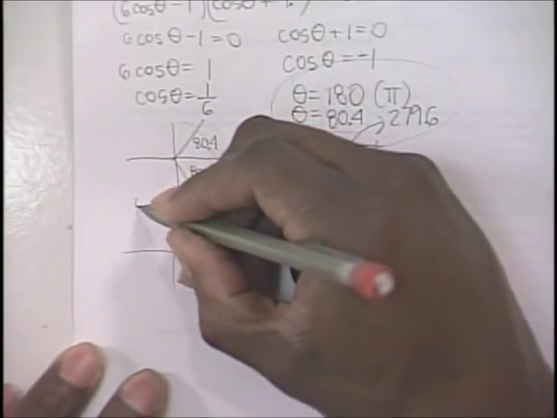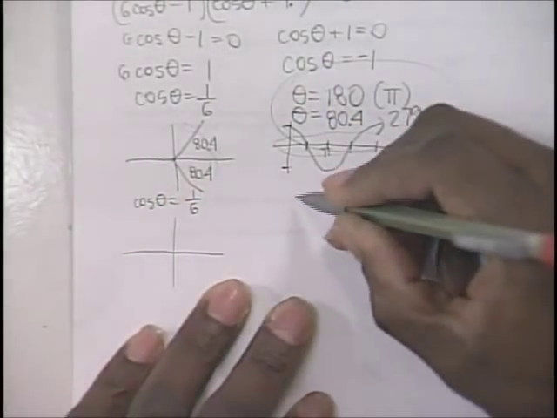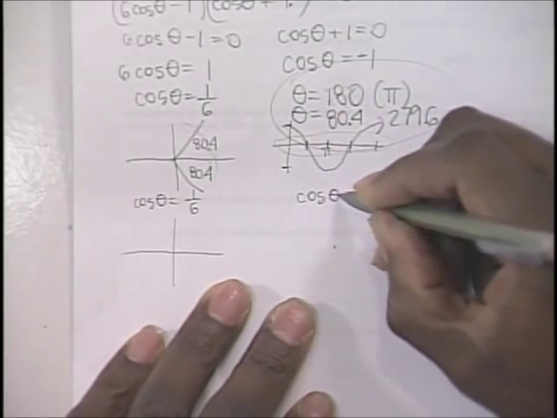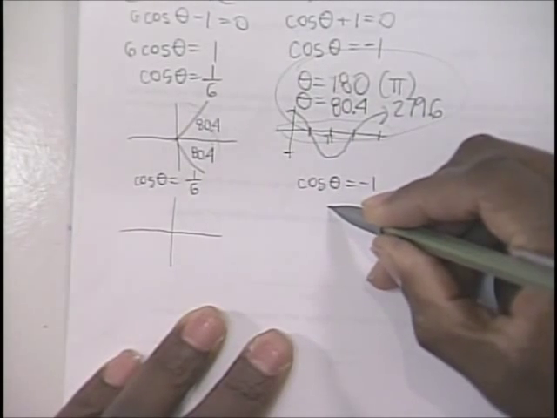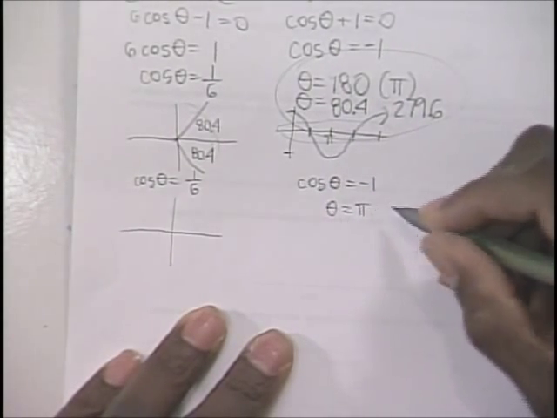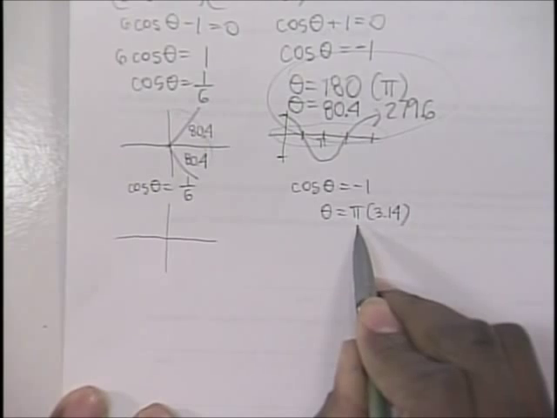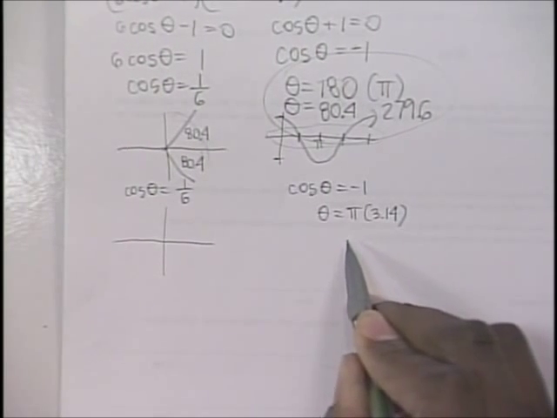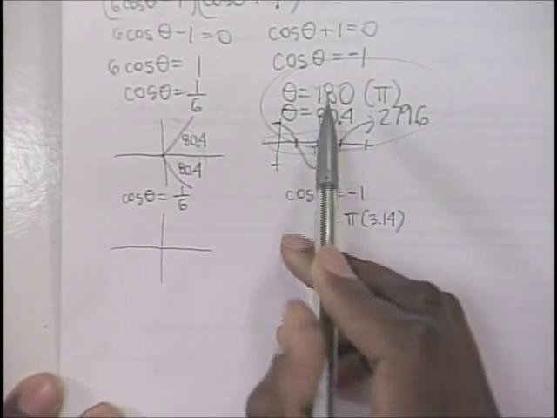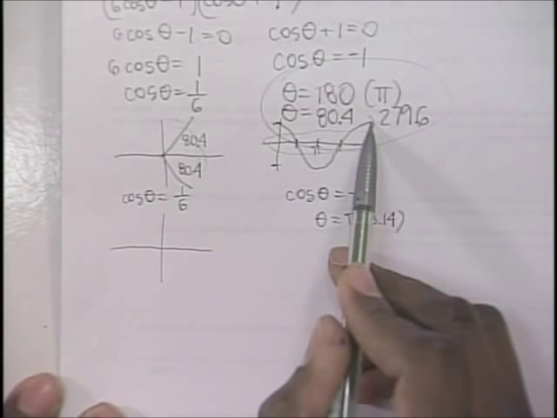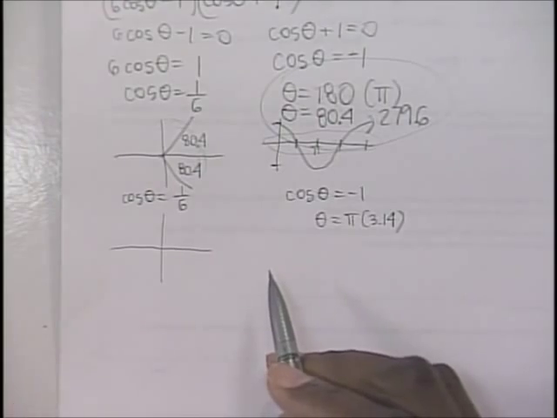Again, we had cosine theta is equal to 1/6. All right, that was what we had. And then we had cosine theta is equal to -1. Again, what we told you already is an answer might be pi. So the textbook might show 3.14. See, that's a radian measure. So my point is, if you don't see these answers in degrees in a textbook, if you don't see 180, 80.4, or 279.6, what you might see is these answers in radians.